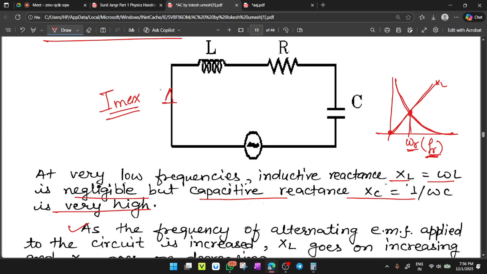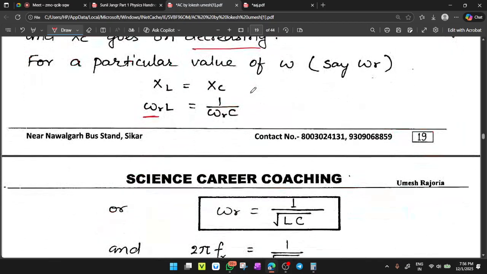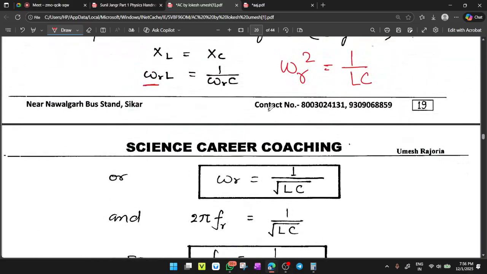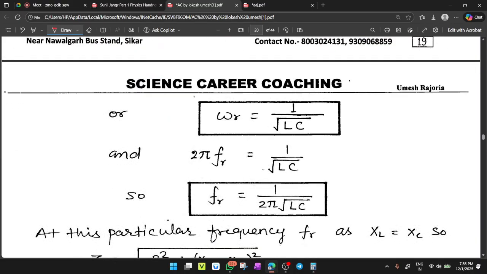So omega R equals 2 pi FR. This is linear frequency, this is angular frequency. At this particular value of omega, XL equals XC, meaning omega R L equals 1 upon omega R C. So omega R square equals 1 upon LC. Taking the square root, omega R equals 1 upon under root LC.